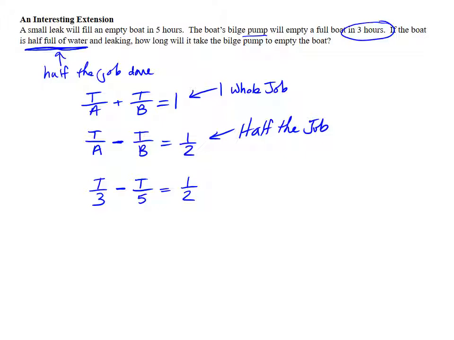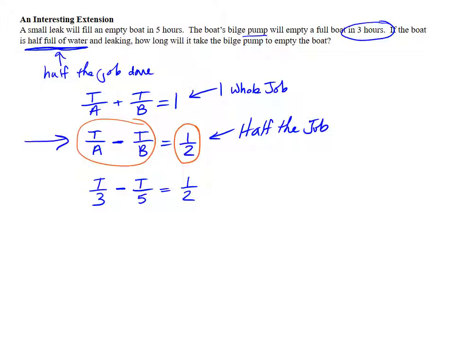Okay, so we end up with an adjustment of the formula to not only take into account the fact that these two things are working against each other by using subtraction, and subtracting the term that involves the one that takes longer to get stuff done. And then we also need to adjust that we're only doing half the job. We're only talking about the boat being half full or half empty, depending on the way you want to think about it. So we end up with this equation from an altered version of the work rate formula.